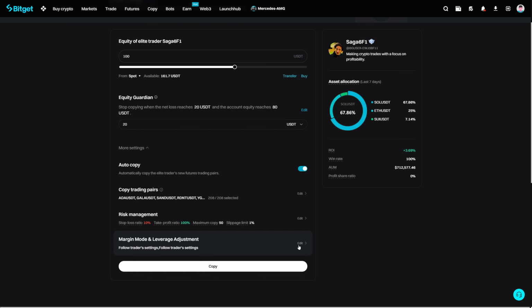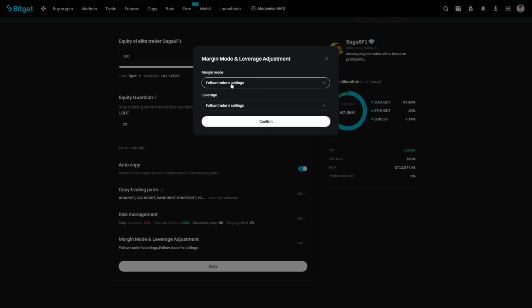Lastly, we can also edit the margin mode and leverage. For example, we can choose cross margin and isolated margin. Maybe you have a specific strategy, but in general, I would follow the lead trader. So I will use the same mode that this trader is also using.